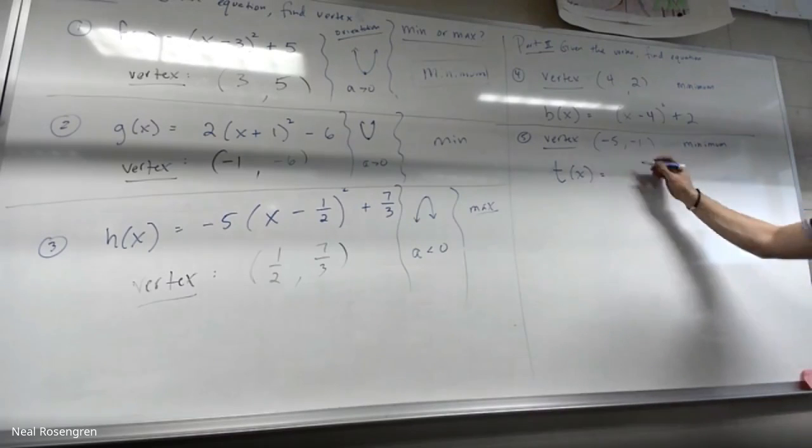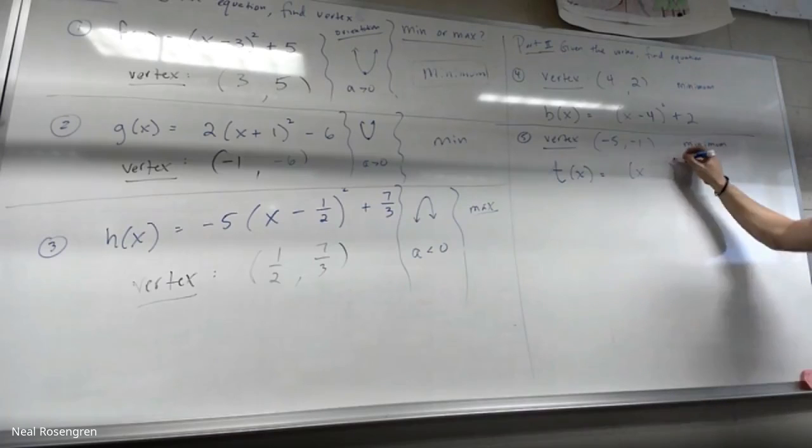Again, I'm going to leave a little spot right here. I'm going to put an X. I'm going to leave a little spot. I'm going to put a square.